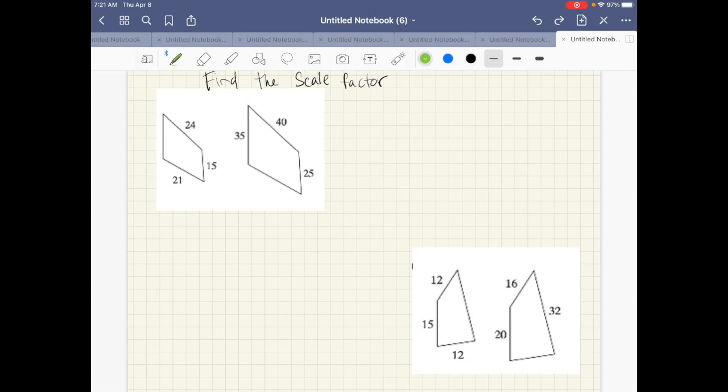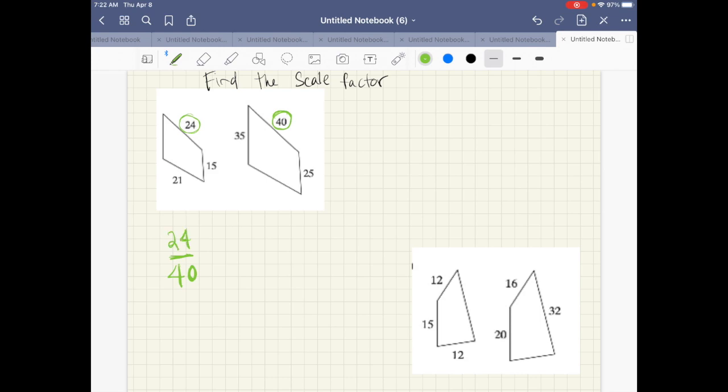So I say, all right, well, this side here, this side that's 24 units, corresponds with this one here. This one that's 40 units. So I'm going to set that up as a proportion. And we can say 24 to 40, right? Or we're going to set that up as a ratio, not a proportion.